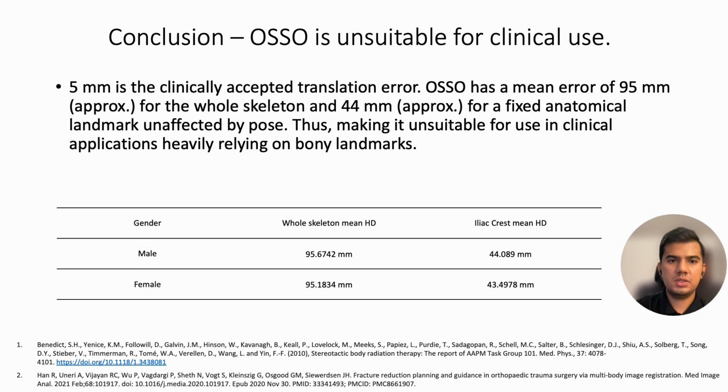Moving on to the conclusions, the medical literature and guidelines on surgery and radiation therapy consider 5 millimeters to be the maximum acceptable error in positioning, whereas the OSSO model had an error of approximately 44 millimeters for a fixed anatomical landmark, unaffected by the position of limbs, thus making the OSSO model unsuitable for clinical applications that rely heavily on bony landmarks.